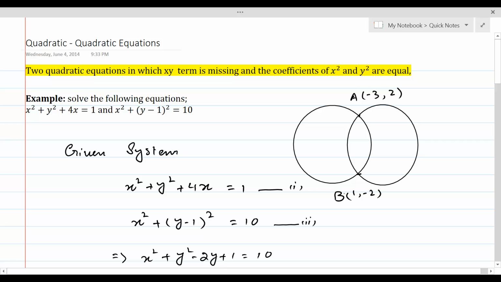And practice will make you perfect, and the skills you learned in the solution of quadratic systems are going to help you when you do conic sections, where you are required to find the point of intersection of two circles.